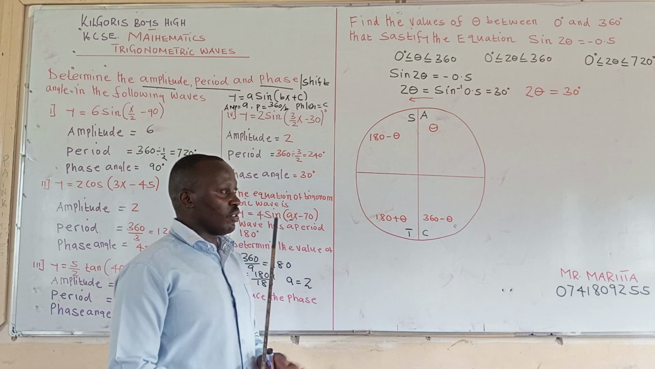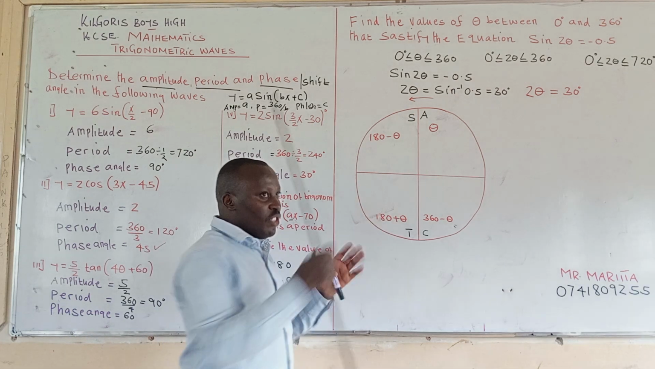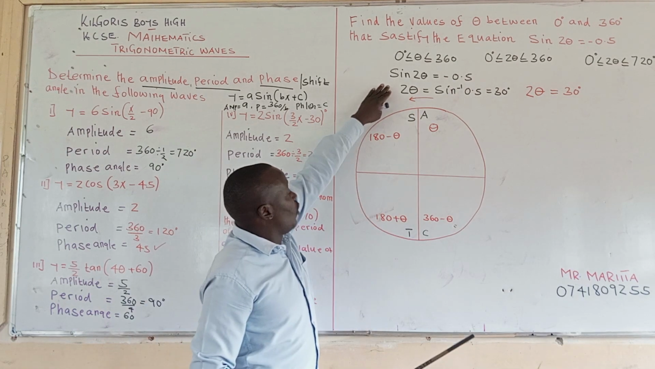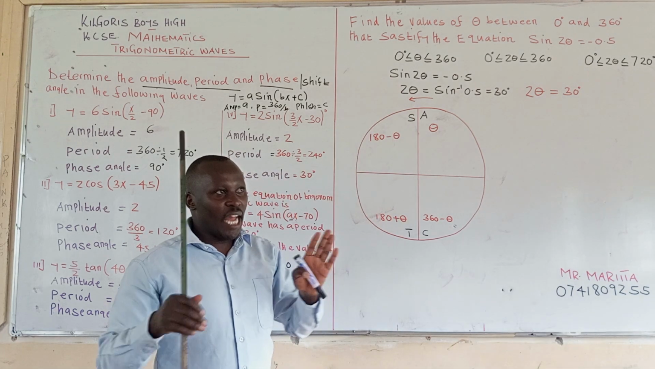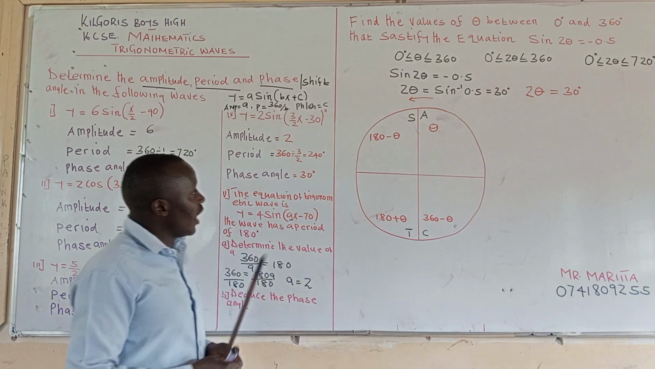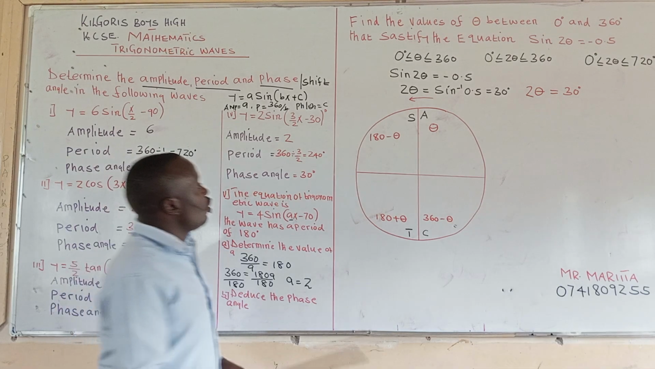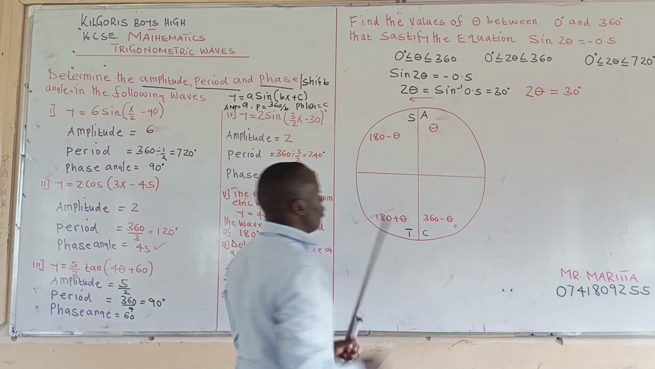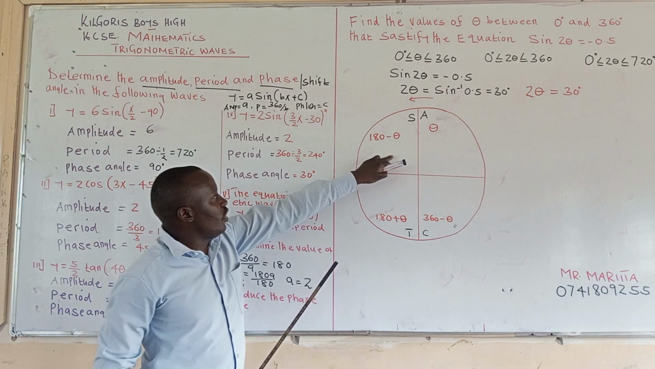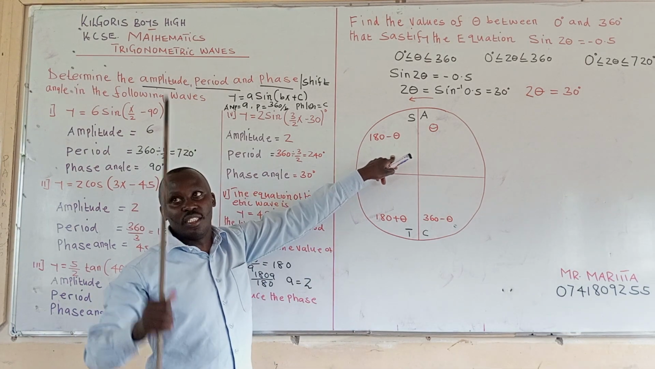Let us now go back to our solution. We have negative 0.5, and this one is sine. So where is sine negative? Where can we find our solution? All of them here are positive, so it cannot be found in the first quadrant. In the second quadrant, it's only sine which is positive.